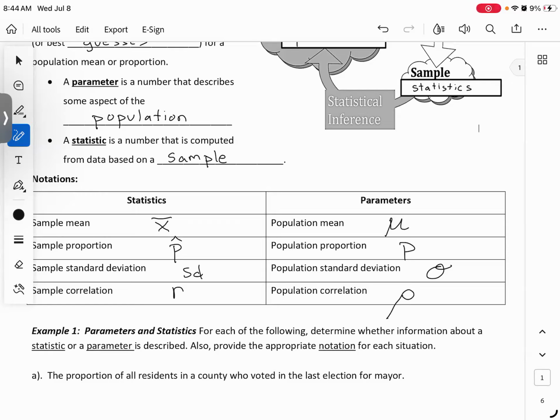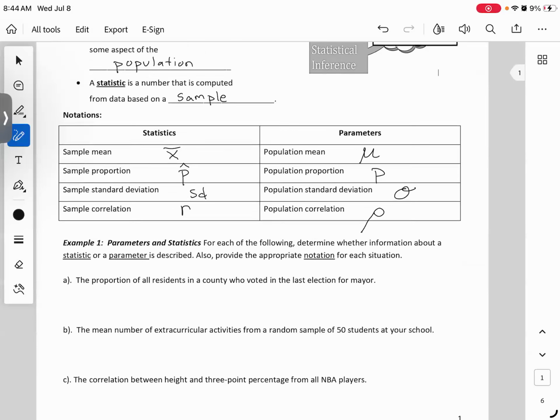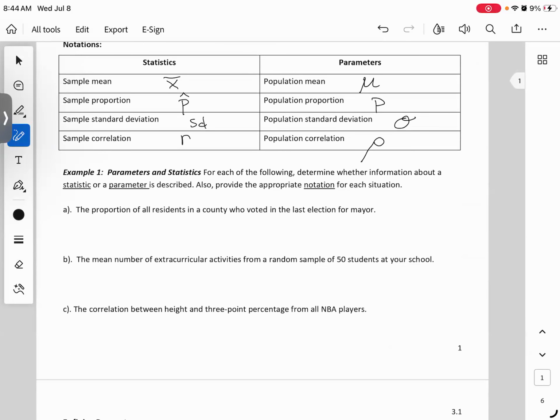Again, you're going to be able to have a reference sheet while taking your test. So it's a good idea to have a little pocket on your reference sheet of all the notations.